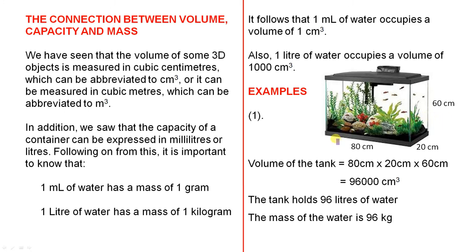Here we have a fish tank which is 80 centimetres long, 20 centimetres wide and 60 centimetres high. To find the volume of the tank, we multiply the three measurements together and we get 96,000 cubic centimetres. This holds 96 litres of water, because 1 litre of water occupies 1,000 cubic centimetres. So the tank holds 96 litres of water, so the mass of water is 96 kilograms, because 1 litre of water has a mass of 1 kilogram.